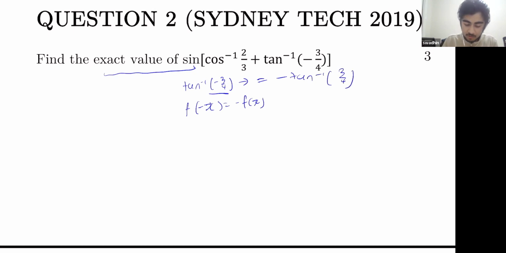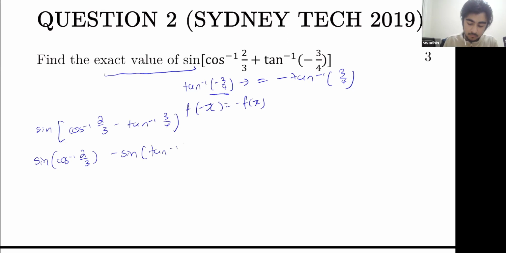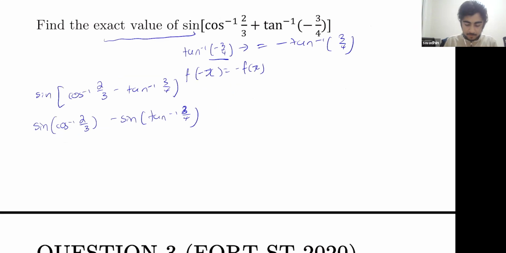All right, so let's rewrite that question: sine of cos inverse 2 on 3 minus tan inverse 3 on 4. And let's expand it. I'll let you guys think. What do you think we should do from here? How can we obtain values of sine of cos inverse 2 on 3 and sine of tan inverse 3 on 4? Someone want to mention on the chat what we should do?